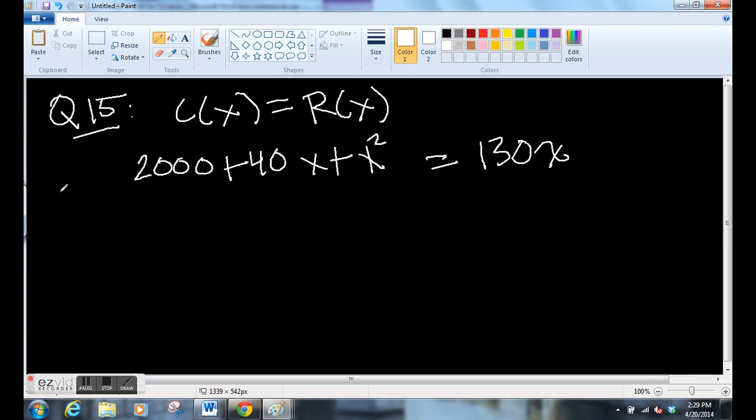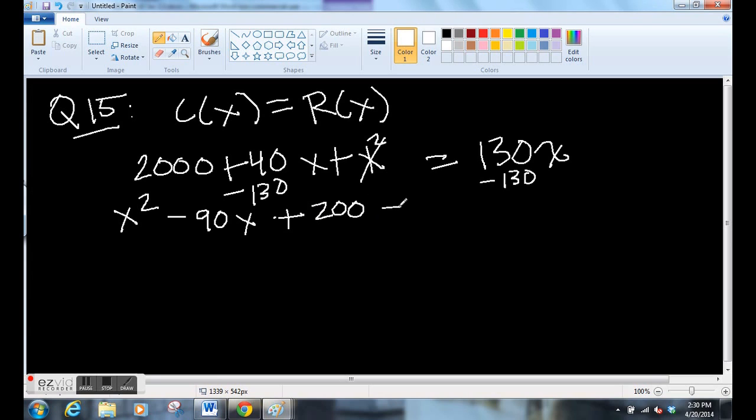Now we're just going to solve, and we're going to make this equal to 0, and we want to find the x that makes these equal to each other. We have x squared, we'll leave that on this side. We subtract 130x, and minus 40x gives negative 90x, plus 2,000. I'm setting this all equal to 0. In order to solve the equation, you set everything equal to 0 and find the x that makes this true.